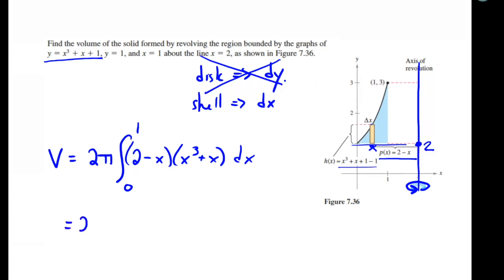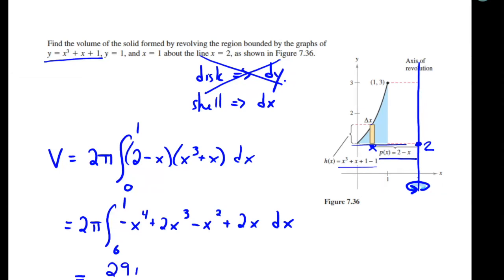If you FOIL it out, turns out something like that. Run an integral over it, go from 0 to 1, and you should end up with 29 pi over 15, which means it is solvable, but you would have to use the shell method for that.